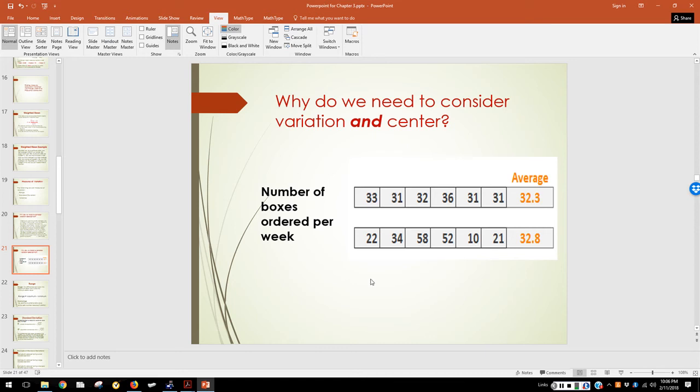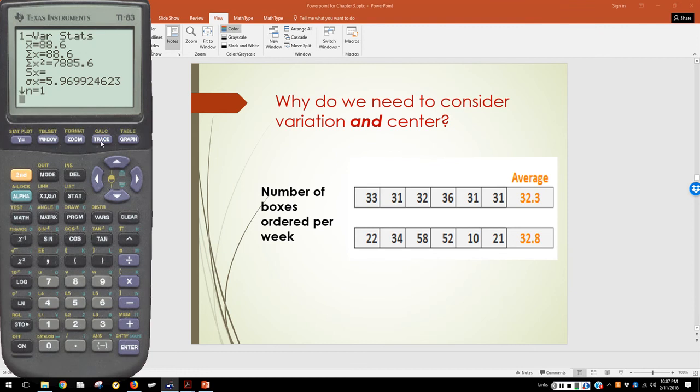Manager B, on the other hand, goes from 22 cases one week to 34 cases to 58 cases, and then 52 cases, which means the following weeks that he or she only orders 10 and 21. So there's a lot of variation in manager B and a lot less consistency in his ordering amounts. The standard deviation is a measure of that variability.